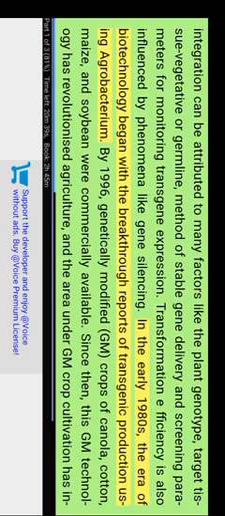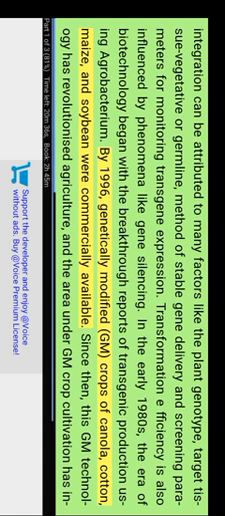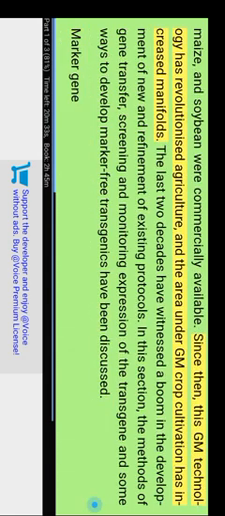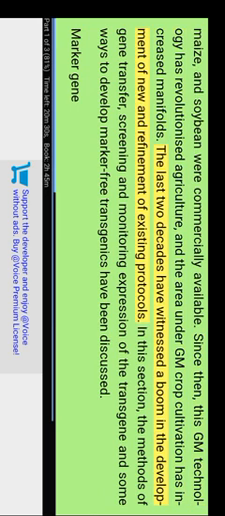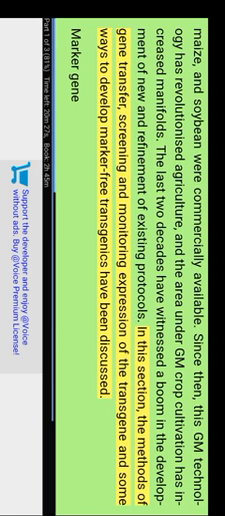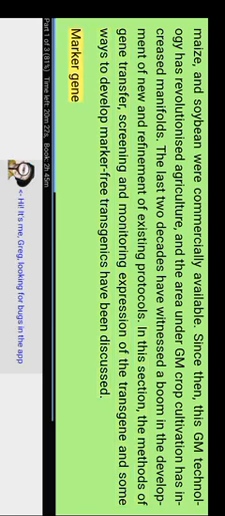In the early 1980s, the era of biotechnology began with the breakthrough reports of transgenic production using Agrobacterium. By 1996, genetically modified GM crops of canola, cotton, maize, and soybean were commercially available. Since then, this GM technology has revolutionized agriculture, and the area under GM crop cultivation has increased manifold. The last 2 decades have witnessed a boom in the development of new and refinement of existing protocols. In this section, the methods of gene transfer, screening and monitoring expression of the transgenes, and ways to develop marker-free transgenics have been discussed.